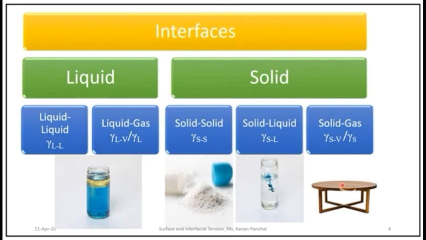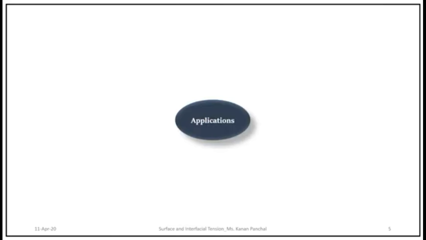Then spreading occurs when the surface tension of the sublayer is greater than the sum of the surface tension of the spreading liquid and the interfacial tension between the sublayer and the spreading liquid. If S is negative, the spreading liquid forms a globule or a floating lens and spreading does not occur.